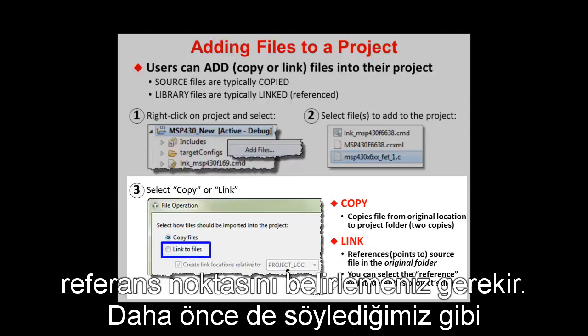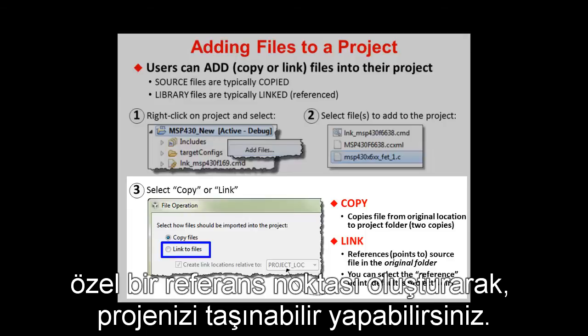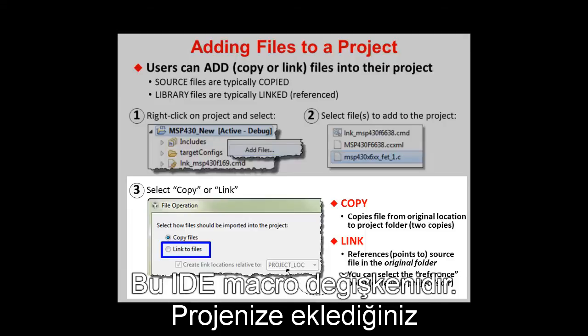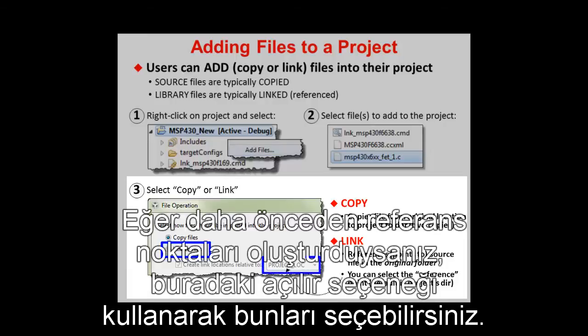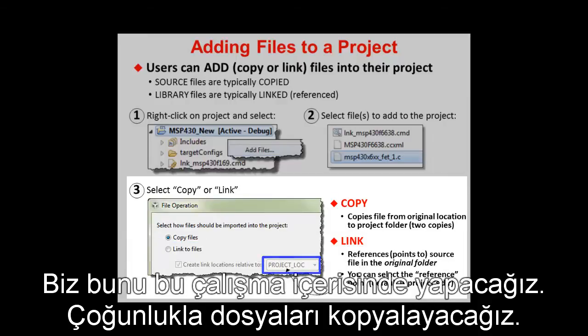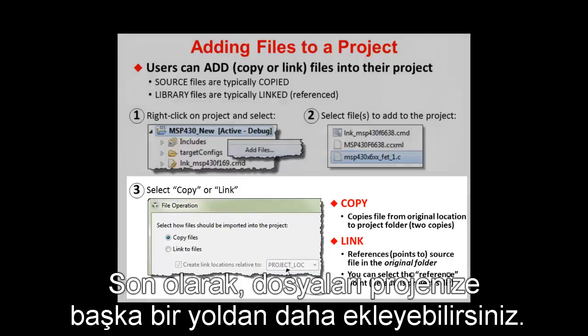As we said earlier, you can make your projects portable by creating a custom reference point, that is, an IDE macro variable, for each directory of files or libraries that you add into your project. If you've already created these references, you can select them with the drop-down shown here. Again, this isn't something we're going to need to do in this workshop. We'll mostly just copy the files.